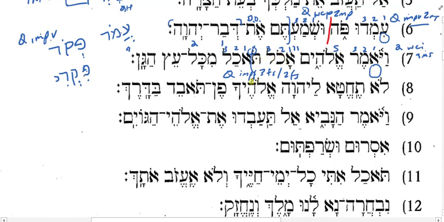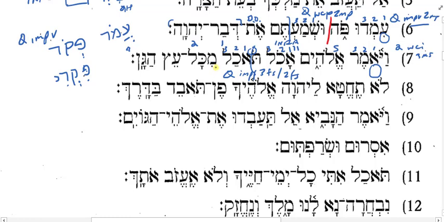Remember, the imperfect could be future or any of the other modal auxiliary nuances. May, might, would, should, must, can. All right? Here he's giving permission, and he's strengthening it with the infinitive absolute over here. So you may surely, you may freely, achal, eat. You may surely eat, mikol.